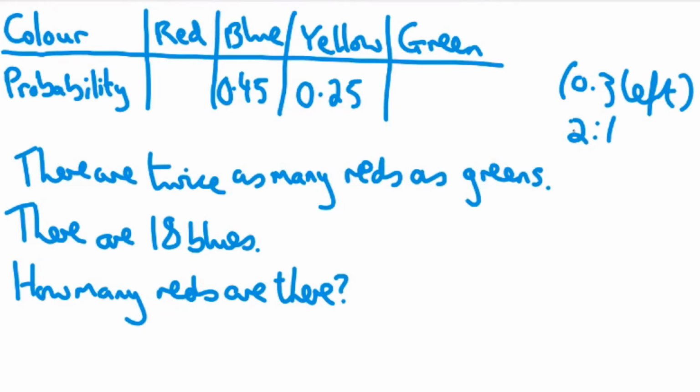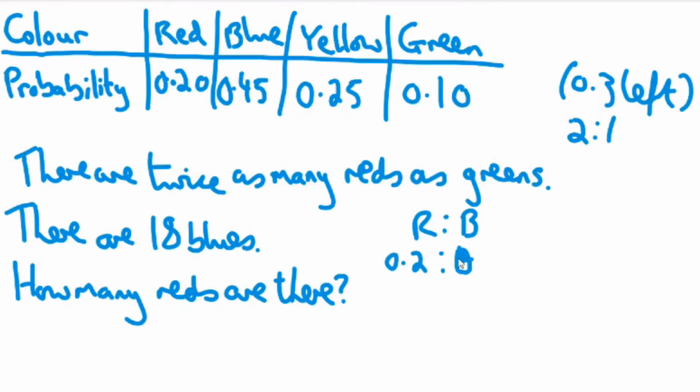Well, splitting 0.3 into 2 to 1, that's going to be 0.20 and 0.10, twice as many reds as greens, and they add together to make 0.3 again. Now that we have this probability, we can compare to the numbers of blues. Reds to blues, in terms of probability, therefore, is 0.2 compared to 0.45. So in reality, the blues are 18.